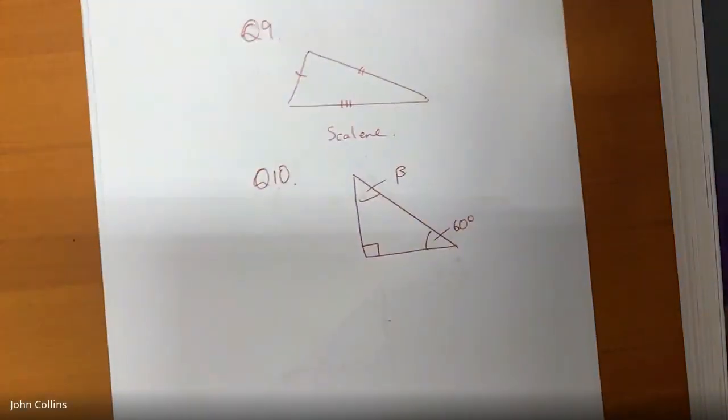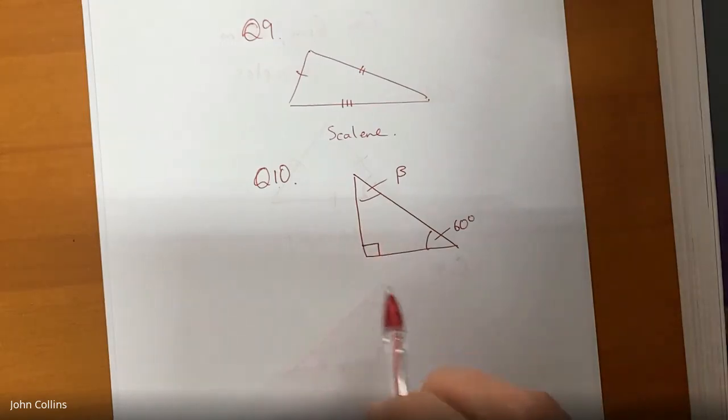Question 10, what's the size of the angle beta? Marked with a B. Just want one angle, just one marked beta.